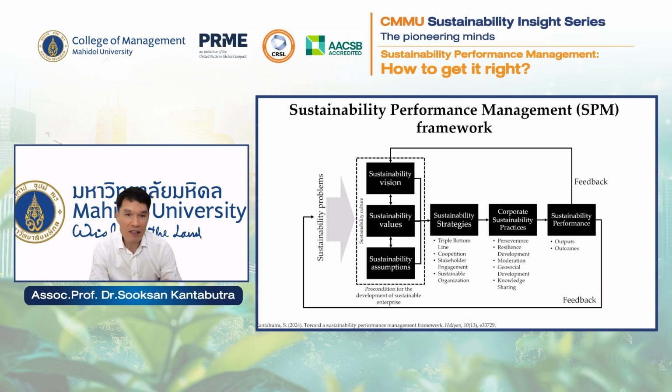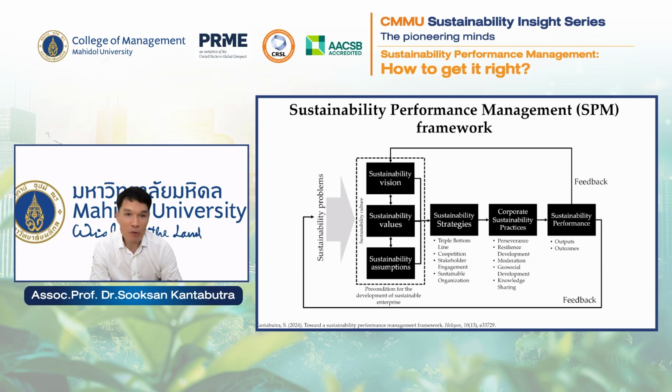Once you have the strategy, you're going to do the practice. You must have practices that align with your strategy and also with the vision and the culture. The corporate sustainability practices, there are five of them at the top level: perseverance, resilient development, moderation, geosocial development, and knowledge sharing. These are the high level sustainability practices that you have to align your existing practices with, like circular economy, cleaner production, 3R, like reuse, recycle, and all that. So make sure that you align all of this with the high level corporate sustainability practices here.